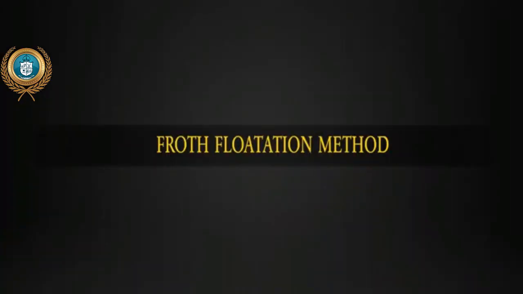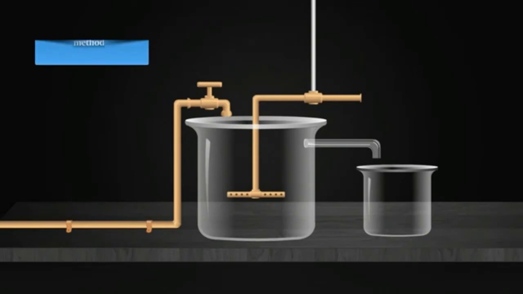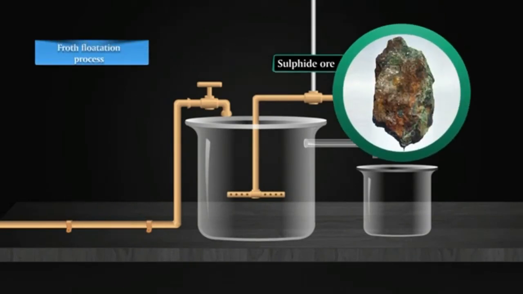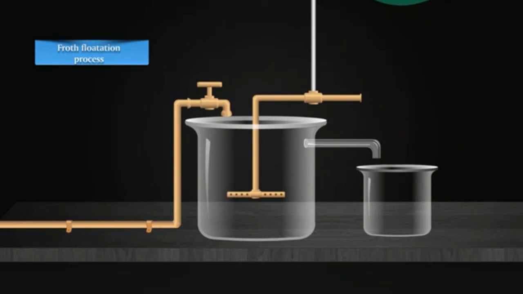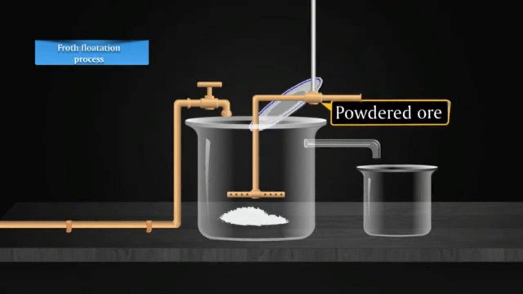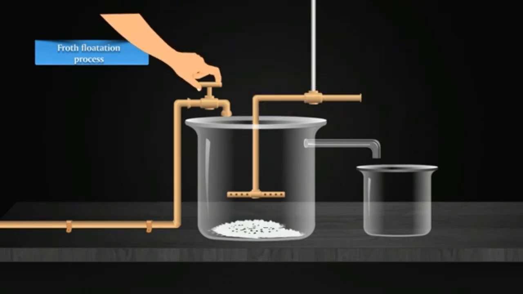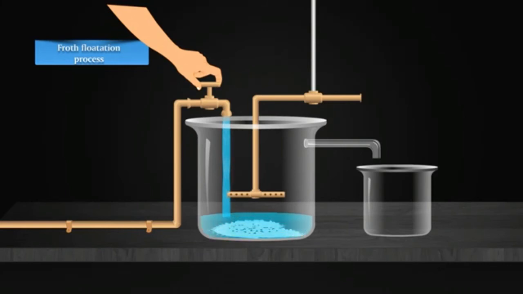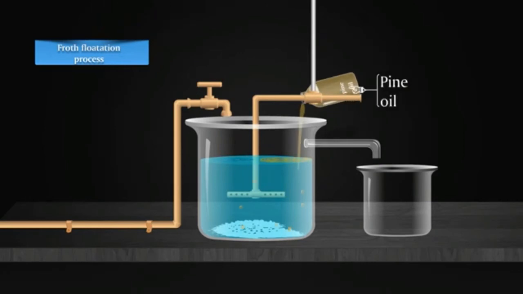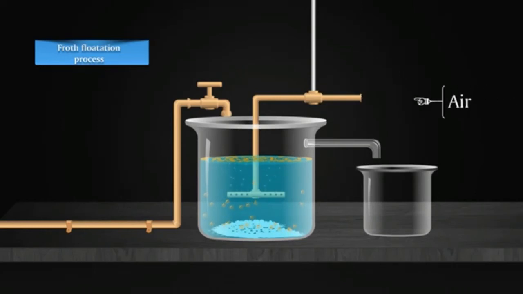Froth flotation method. This method is used for the concentration of the sulfide ore. The powdered ore is taken in a tank and some water is added. Add some pine oil to it. The compressed air is passed through the contents of the tank.